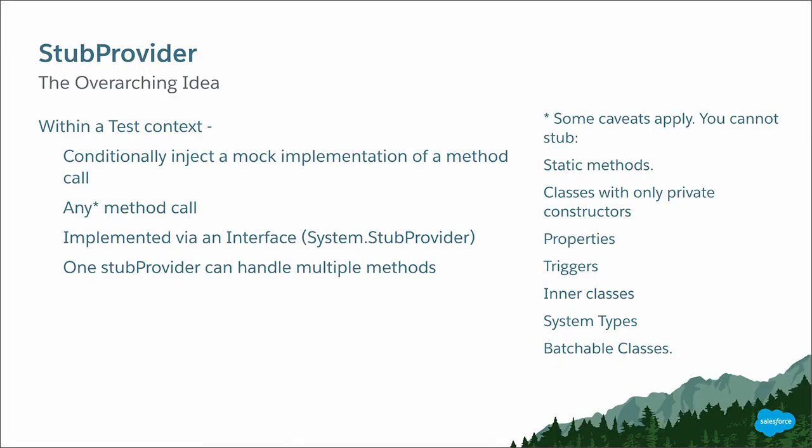The way you're going to use a stub is to think about it as conditionally injecting a mock that you create on the fly of a method call. So you're going to take a method call, you're going to say, I have this method call, it's great, I just don't want to worry about it in my unit test, I'm going to stub it, I'm going to mock it out, and I'm going to turn around and provide a mock instance. And you can do this on pretty much any method call.